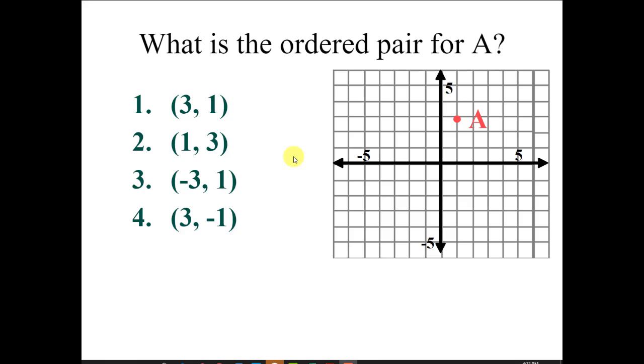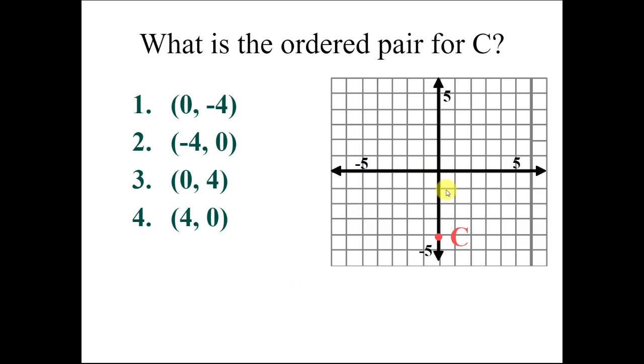So the answer for this one is number 2, 1, 3. We go over 1 and up 3, so that would be the place where A is, that would be the ordered pair 1, 3. But then also we could have narrowed down the options here just by knowing that these ordered pairs have negatives, and everything in quadrant 1 is positive, both the X and the Y.